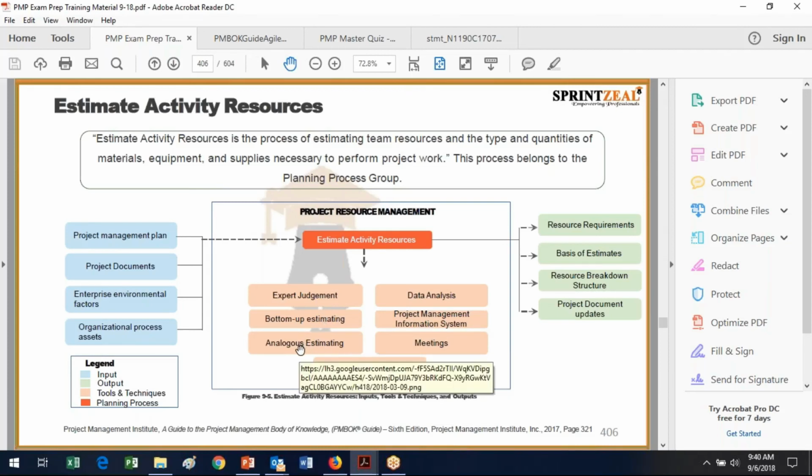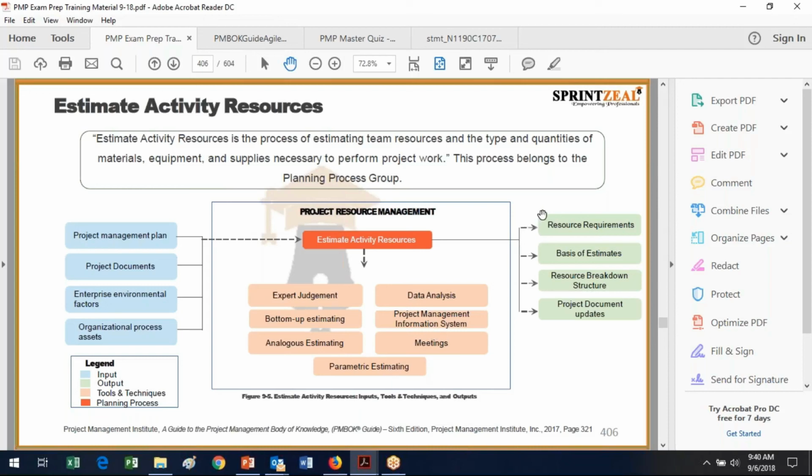Again, we might use analogous estimating. So if we built a building before, we would know how much wood and glass and concrete and whatever went into it. Again, we're going to have meetings to discuss how we're estimating our activity resources. And also we might want to use parametric estimating.